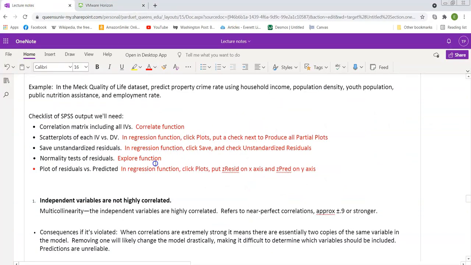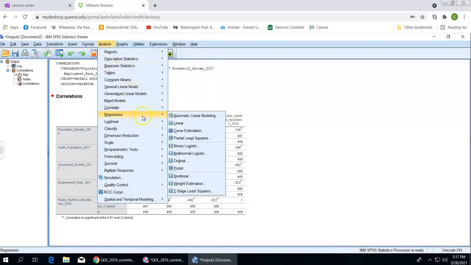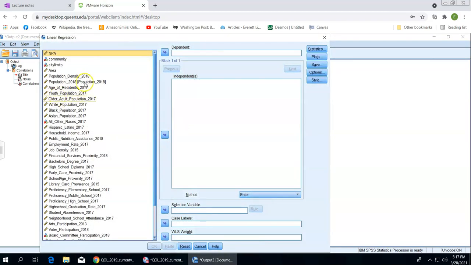Next, we're going to run our regression function, and this shows us 3 things we need to make sure to do while we're in there. So we're going to go to Analyze, Regression, Linear. Property crime rate is the dependent variable.